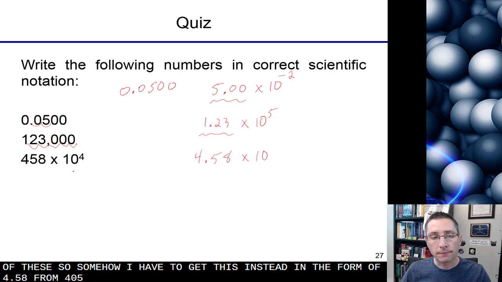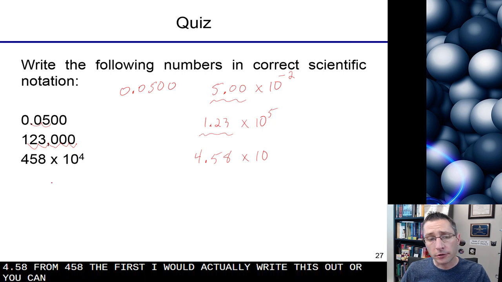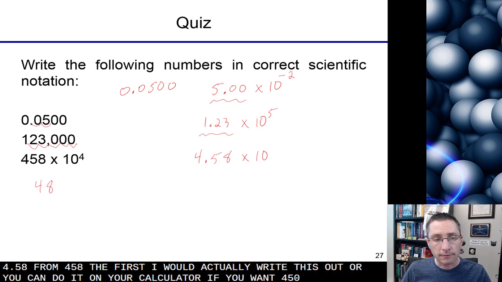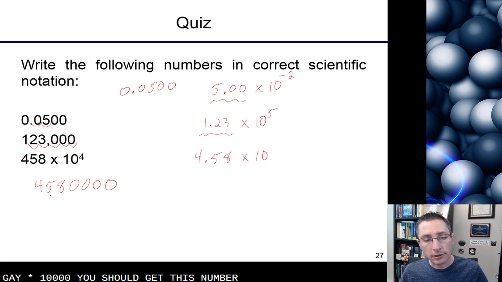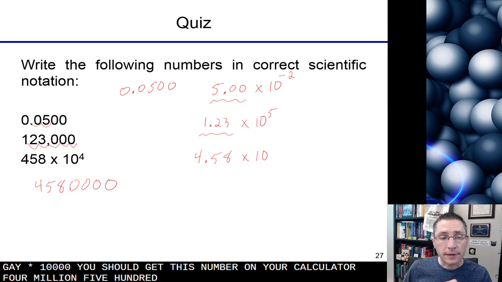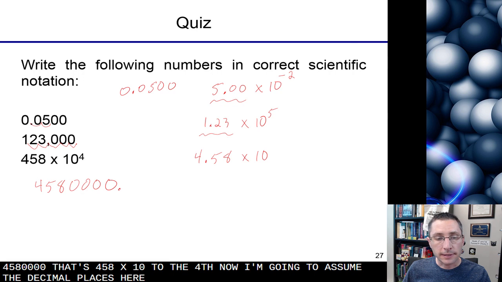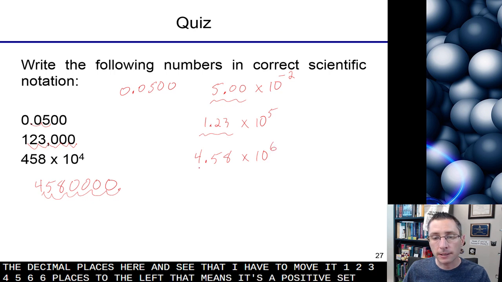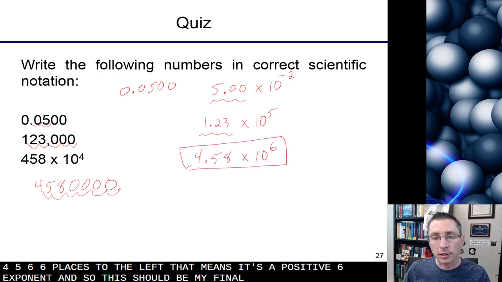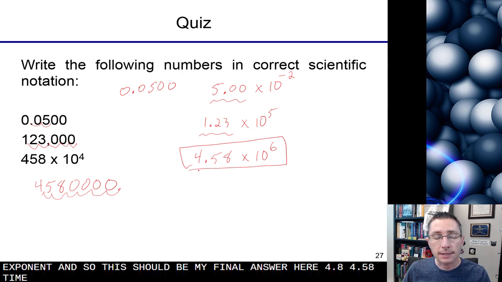So first I would actually write this out, or you can do it on your calculator if you want. 458 times 10,000. You should get this number on your calculator, 4,580,000. That's 458 times 10 to the 4th. Now I'm going to assume the decimal place is here and see that I have to move it 1, 2, 3, 4, 5, 6. 6 places to the left. That means it's a positive 6 exponent. And so this should be my final answer here, 4.58 times 10 to the 6.